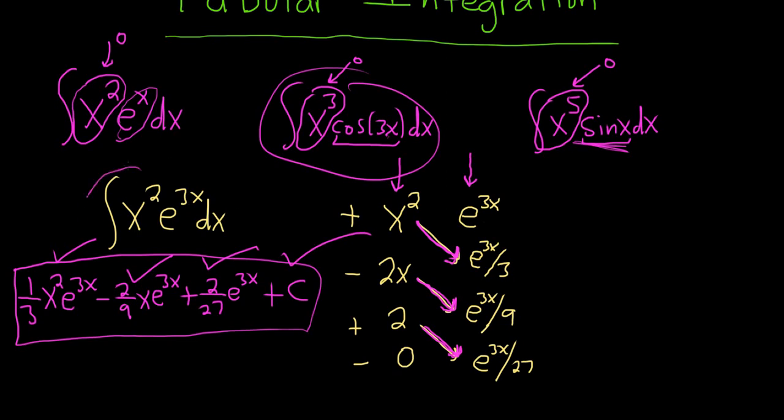You could have done parts here, right? But you would have had to do parts 2 times, so that's no fun. Here you'd have to do parts 3 times. Here you'd have to do integration by parts 5 times. So whenever you can, take the easy route and use tabular integration.